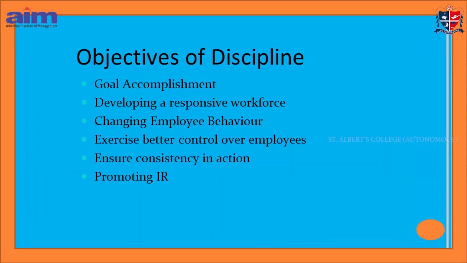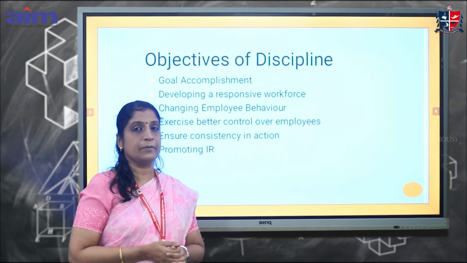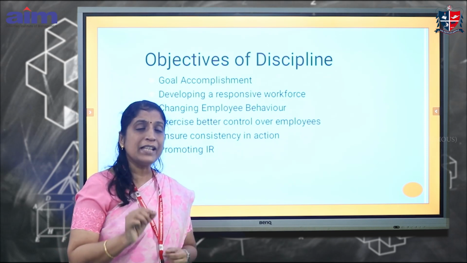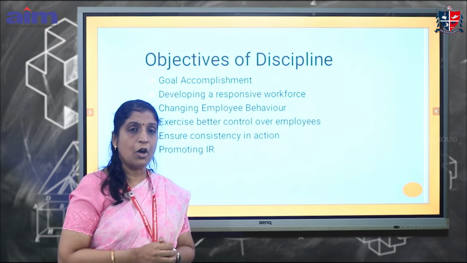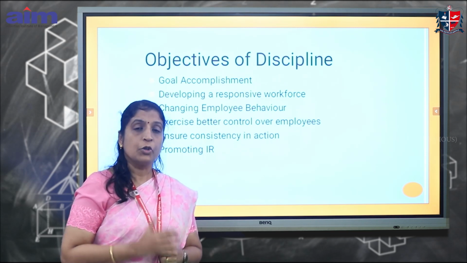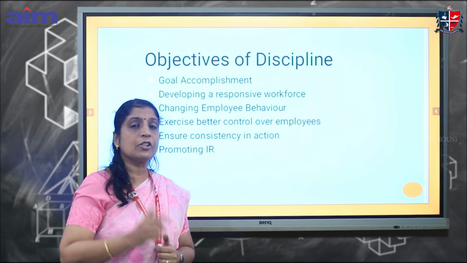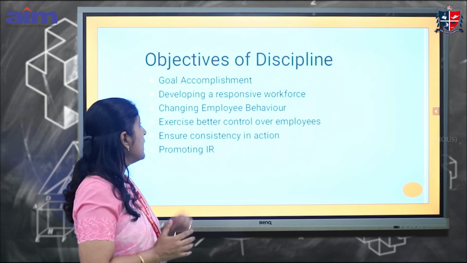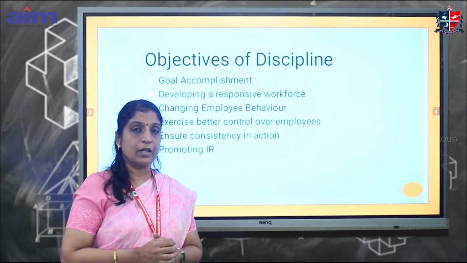The various objectives of discipline. One of the first objectives of discipline is goal accomplishment. When you speak about employee discipline, it is one of the best ways to reach the goals of the organization. Whenever goals are set, those employees who are disciplined will follow the stages and reach the goals as they are set. The second is to develop a responsive workforce.